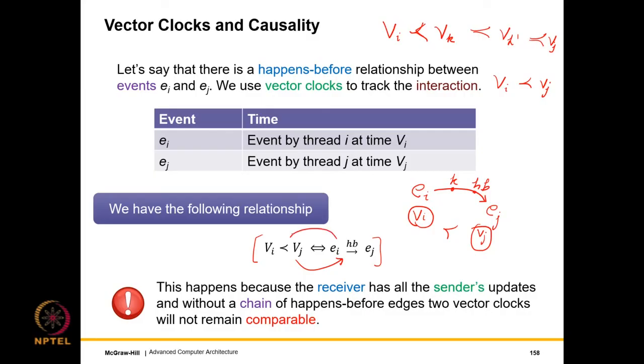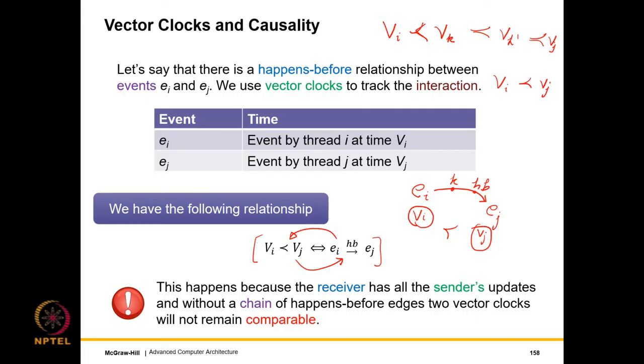So as we have said, we have proven the upper direction first, but the lower one is also easy to prove. So why does this happen? This happens because the receiver has all the sender's updates, and without a chain of happens before edges, the two vector clocks would remain incomparable. But since they are comparable, a chain of happens before relationships would exist.